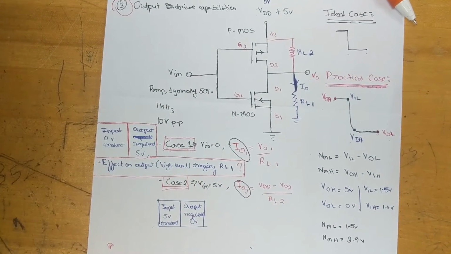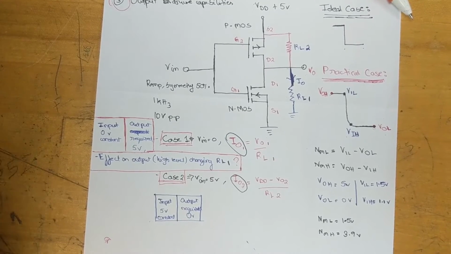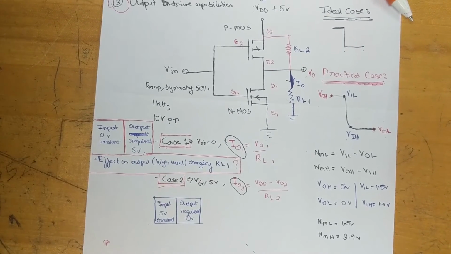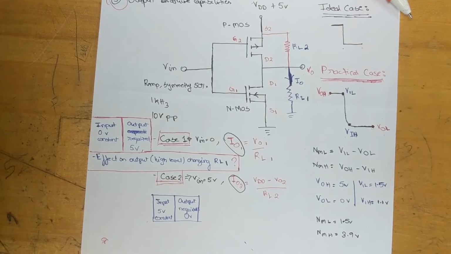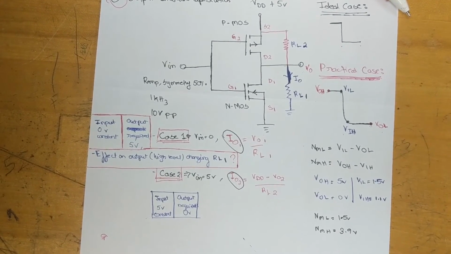So using 5 points, we will calculate 5 currents for each case and plot the V output versus the I output.